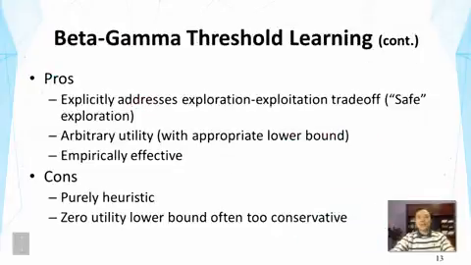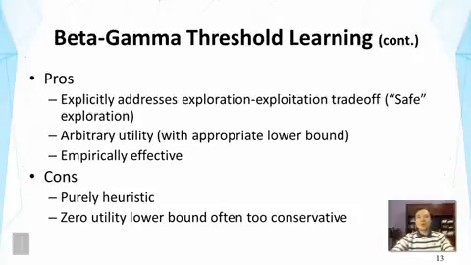Now this approach actually has been working well in some evaluation studies, empirically effective, and it also can work on arbitrary utility with appropriate lower bound. Right? And it explicitly addresses the exploration-exploitation trade-off, and it kind of uses the 0 utility threshold point as a safeguard for exploration and exploitation trade-off. We're never going to explore further than the 0 utility point. So if you take the analogy of gambling, and you don't want to risk losing money, so it's a safe strategy, it's a conservative strategy for exploration.